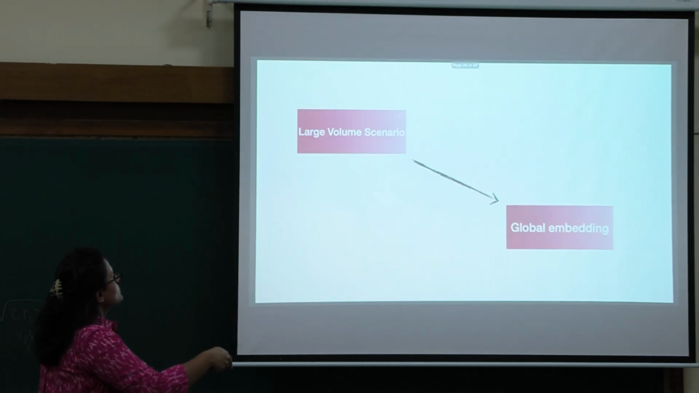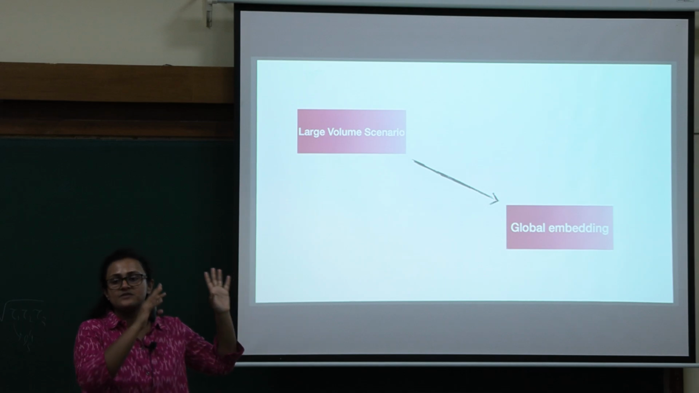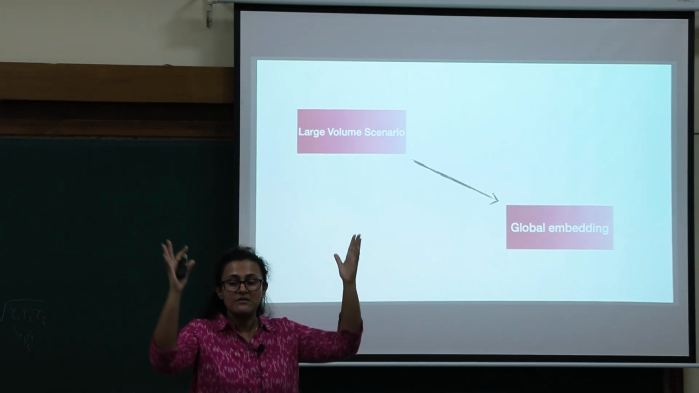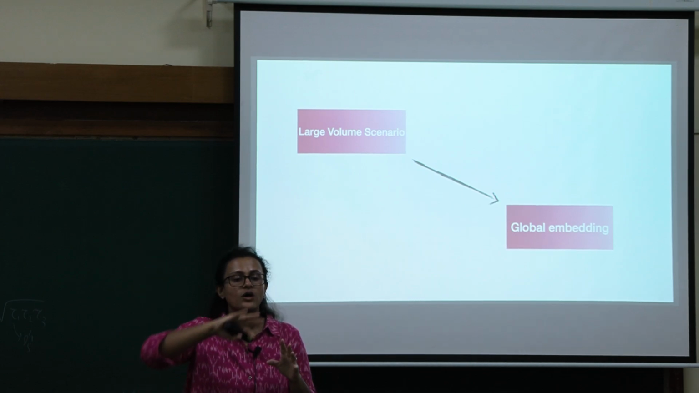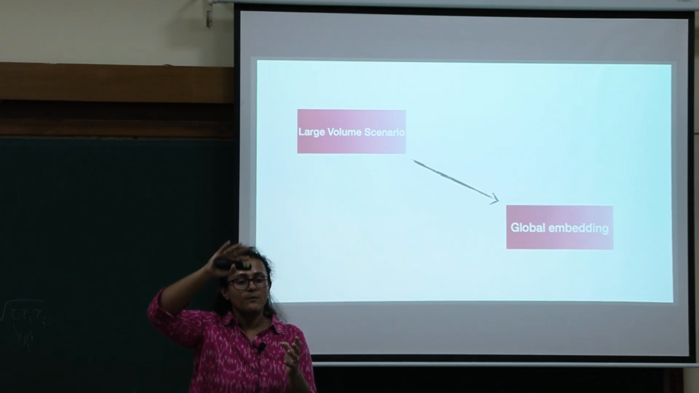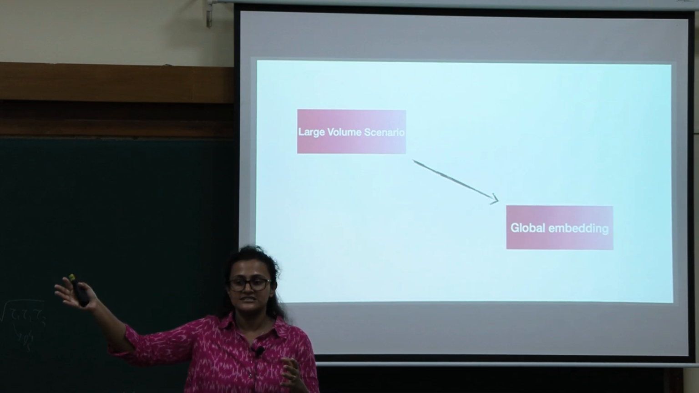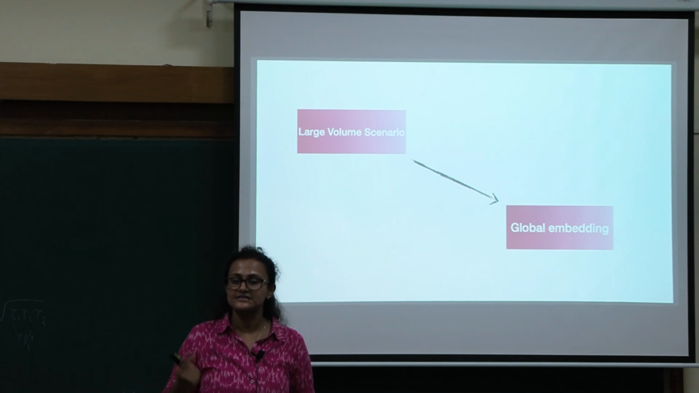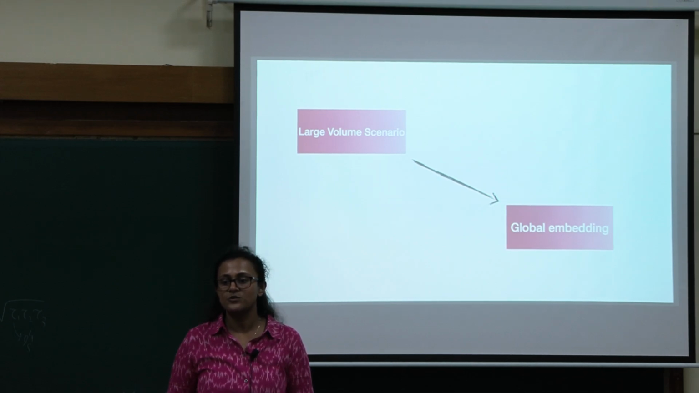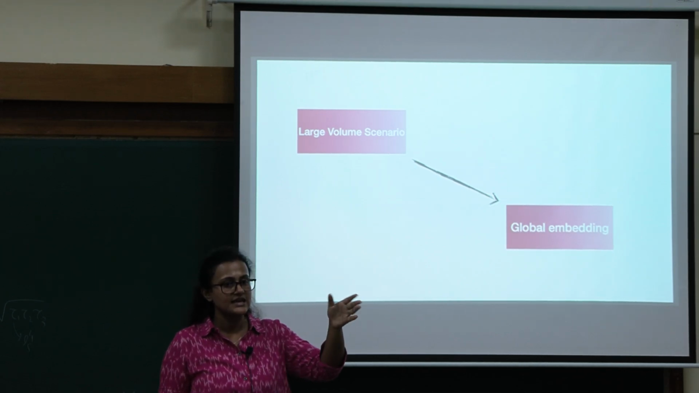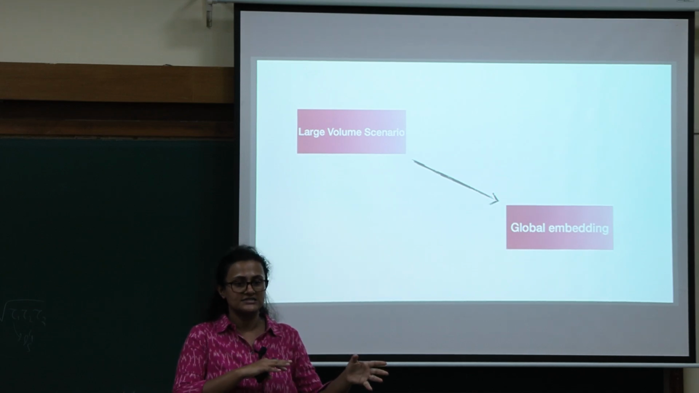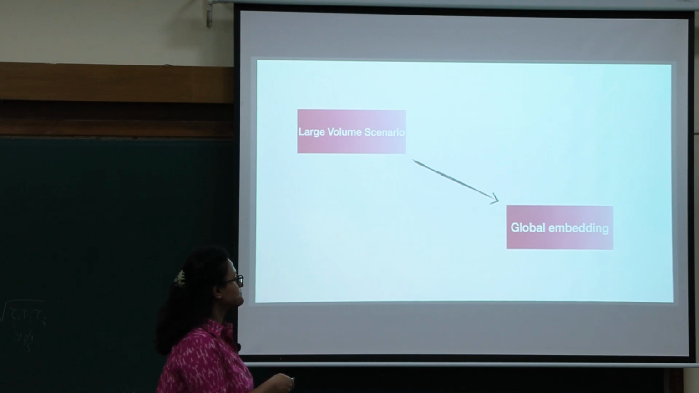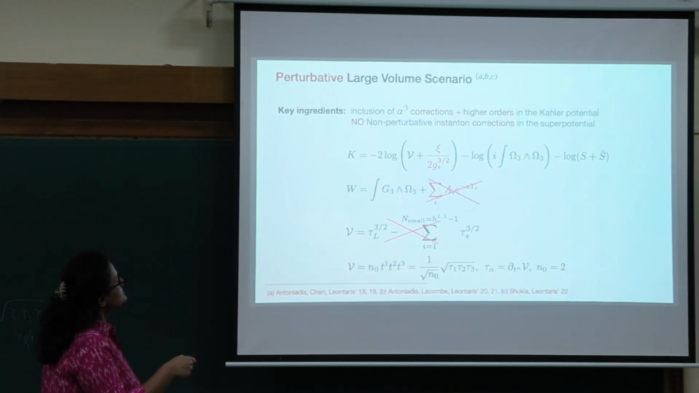Okay, so this is what I mean by going from the large volume scenario to a global embedding of that. I will have a master formula where I have all the perturbative, I mean not all of them, but more perturbative corrections added to the overall scalar potential, and from there I will derive my single field inflationary model, and I will check what is the robustness of it, because previously people added only 1 or 2 corrections. I will be adding more corrections and checking the robustness of the inflationary models.